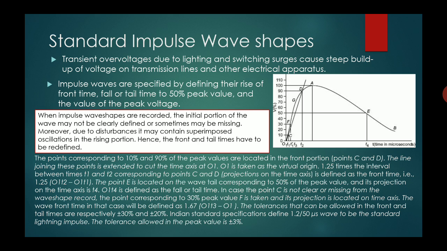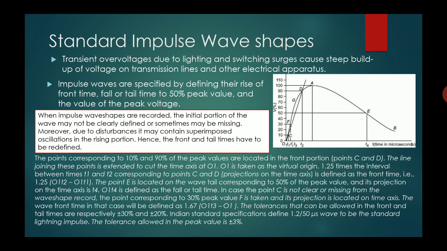When the impulse wave shapes are recorded, the initial portion of the wave may not be clearly defined or sometimes may be missing. Moreover, due to disturbances, there are certain superimposed oscillations in the rising portion, hence the front and the tail have to be redefined.